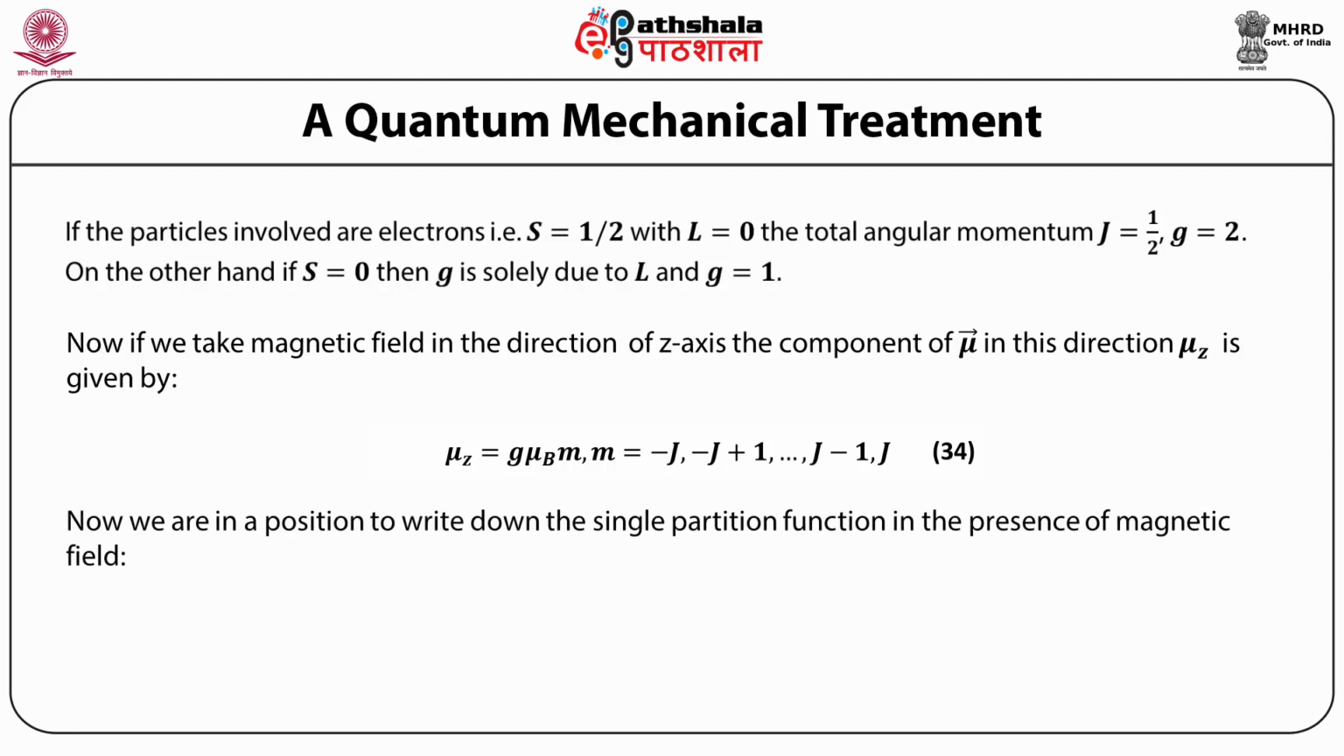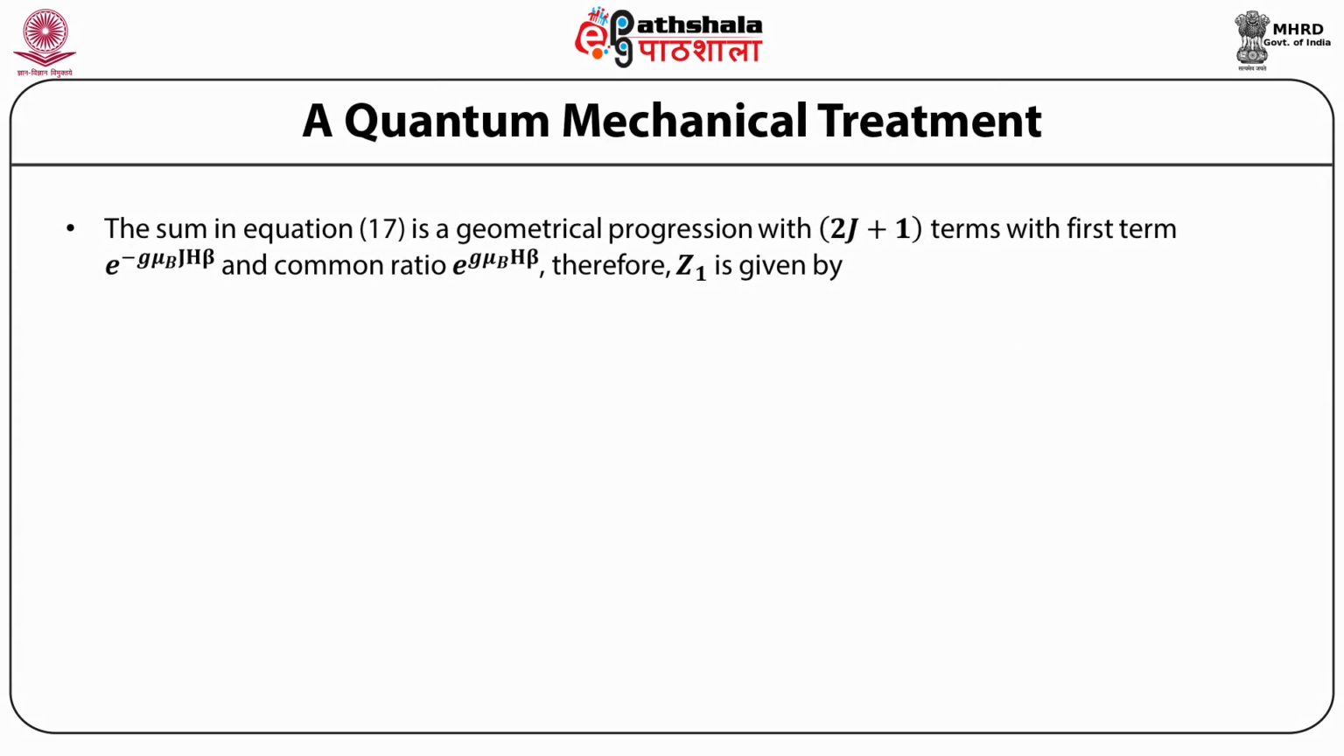Now we are in a position to write down the single-particle partition function in the presence of a magnetic field. That is, Z1 = sum over m from −J to +J of e^(g μ_B m H β). The sum in equation 17 is a geometrical progression with 2J+1 terms, with first term e^(−g μ_B J H β) and common ratio e^(g μ_B H β).